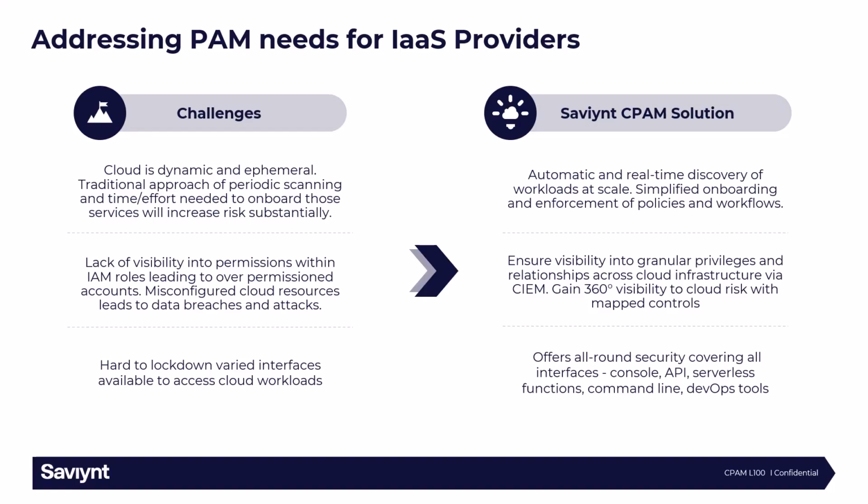Saviynt PAM solution provides automatic and real-time discovery of workloads at scale with a simplified onboarding process and the enforcement of policies and workflows applied. Another challenge can be the lack of visibility into permissions within the IAM roles, which can sometimes lead to over-permissioned accounts. Over-permissioned accounts or misconfigured cloud resources can lead to data breaches or attacks, whereas the Saviynt PAM solution ensures there's visibility into the granular privileges and relationships across the cloud infrastructure. We have 360 degrees visibility into the cloud risk with mapped controls.